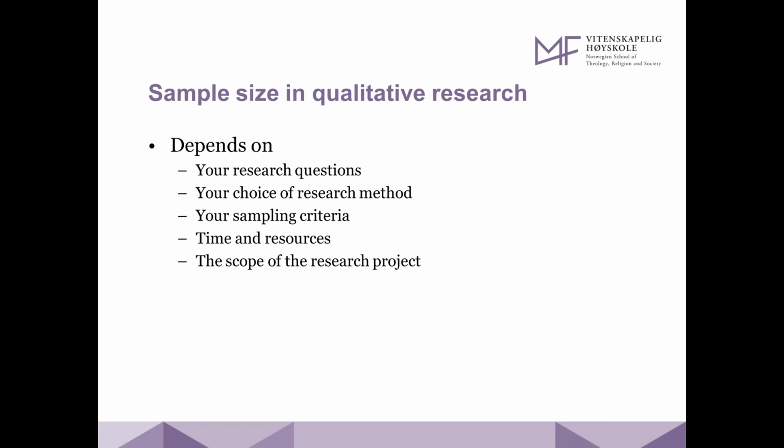If you're using several methods, you might not be able to interview as many people or do as much observation as you would if you were only using one method. It depends on your sampling criteria. The more criteria you use, the larger sample you might need to have in order to cover different criteria. And it depends on your time and resources, which often is related to the scope of the research project. We would expect a larger sample in a thesis that you spend a year preparing than in a thesis where you only had one semester.